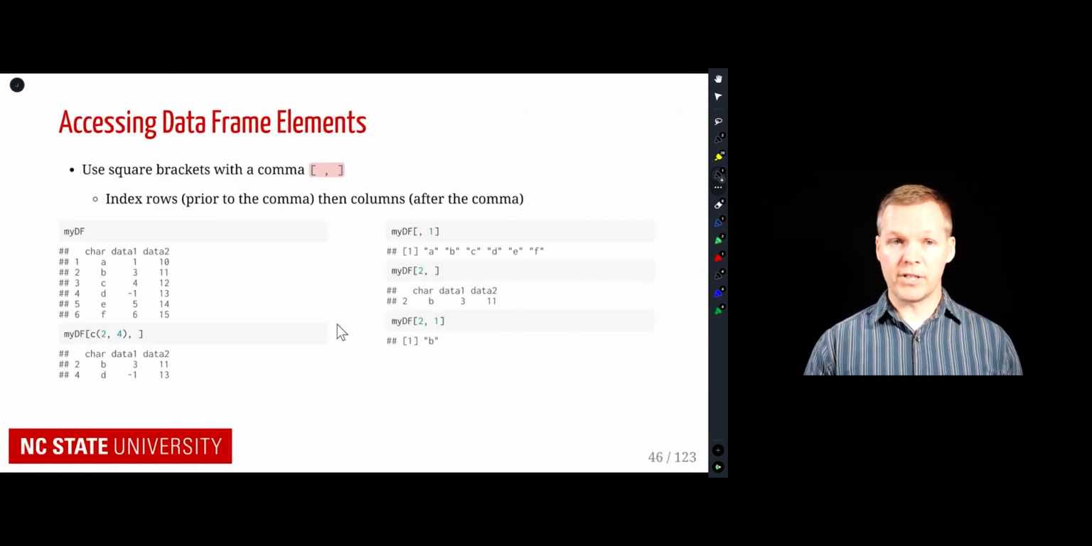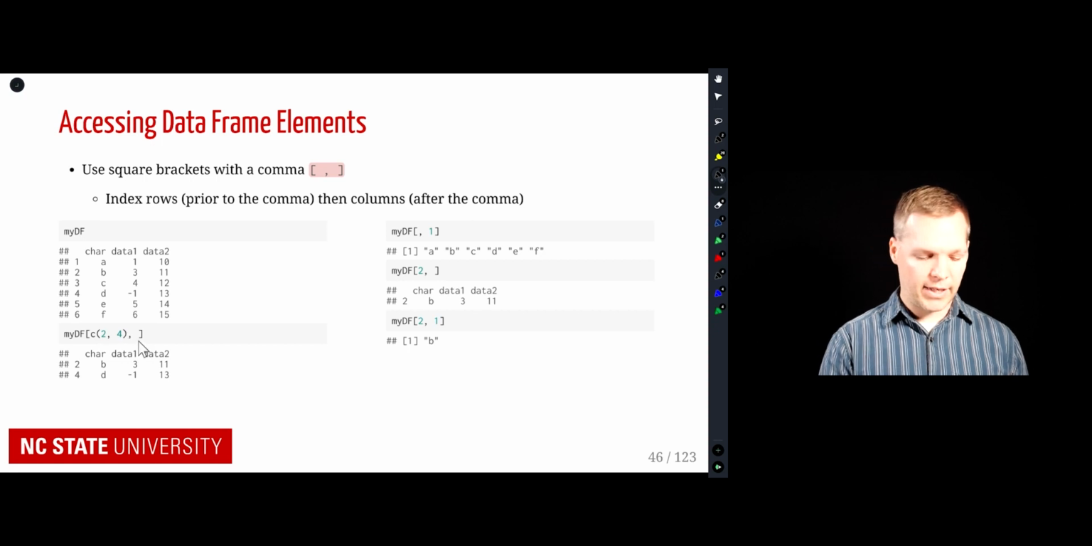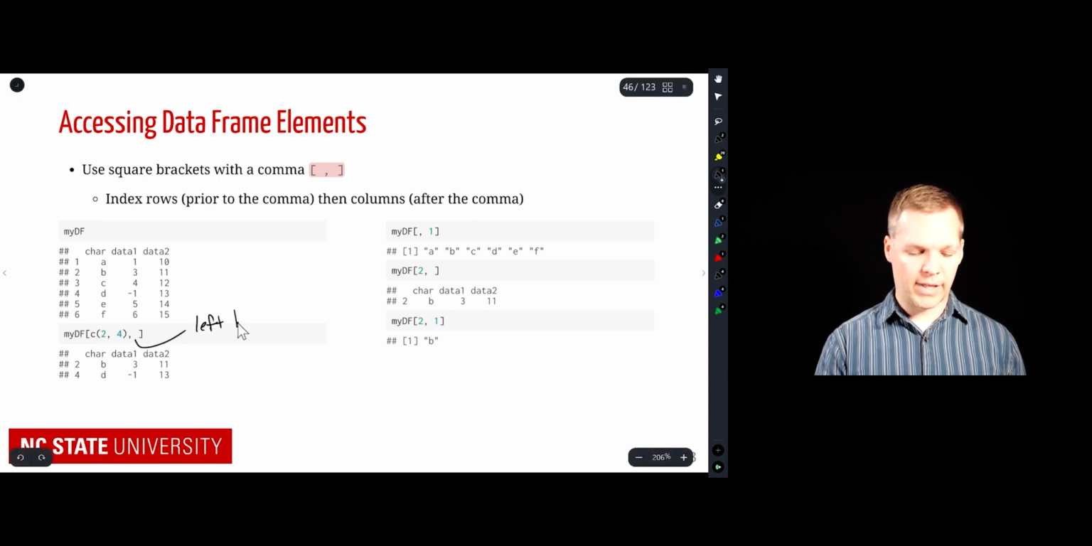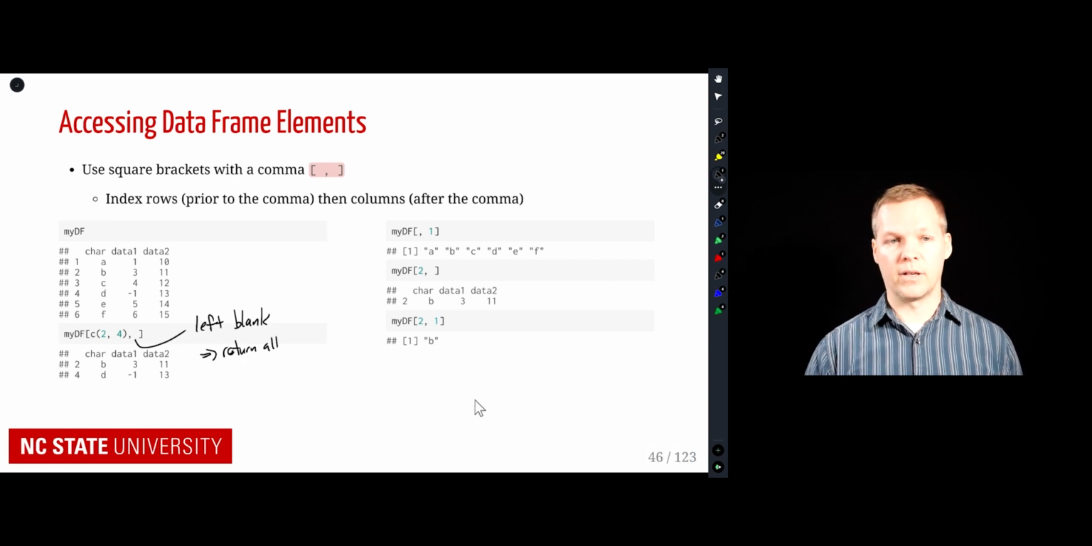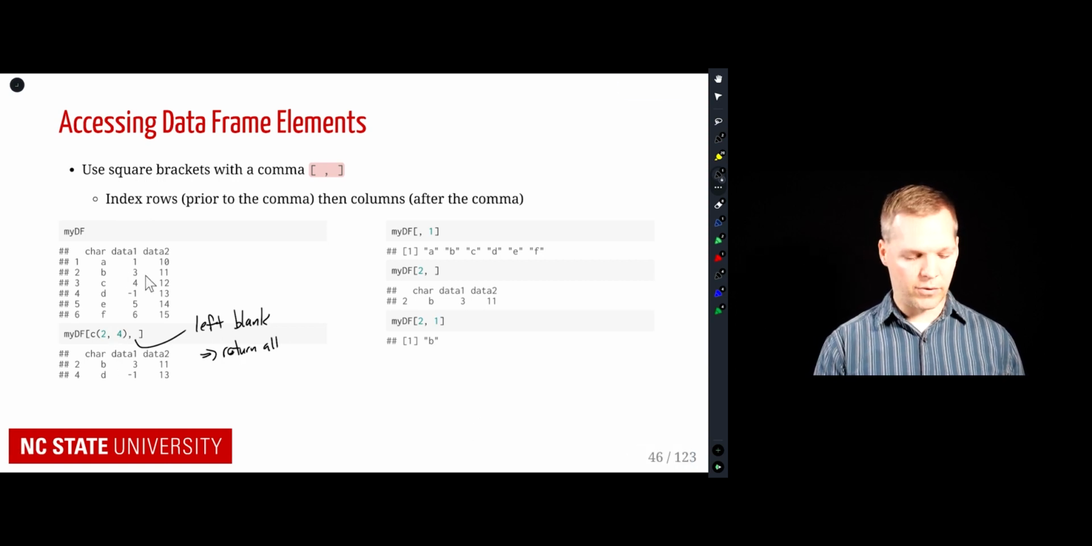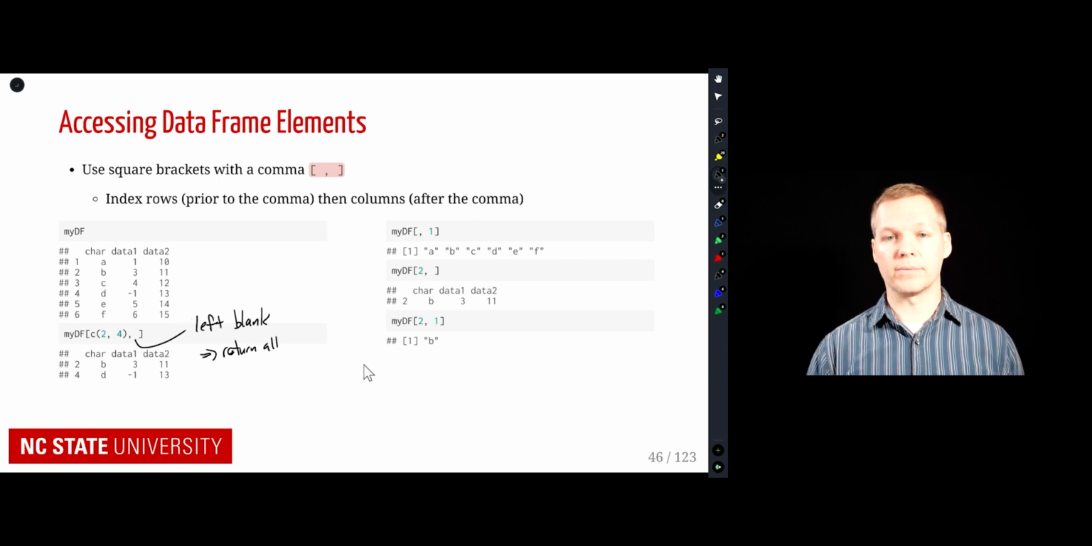Now, like we looked at with that little visual, we can access the different elements of a data frame using square brackets. And what we need to do is separate the rows that we want by a comma from the columns that we want. So in this case, myDF looks like this. I can access just the second and fourth rows. If I leave an index blank, what that does is it returns all of that particular dimension. So in this case, we're going to return all of the columns in that call. So we get the second and fourth rows. We get all three of the columns.